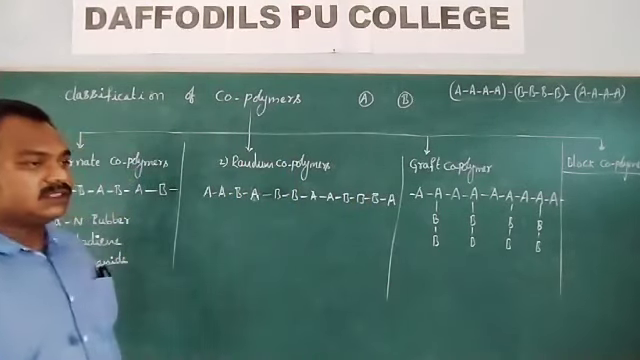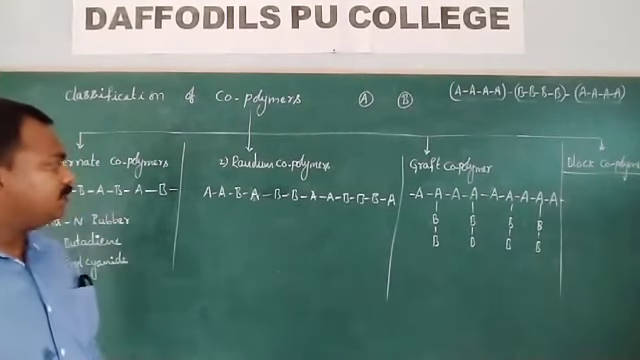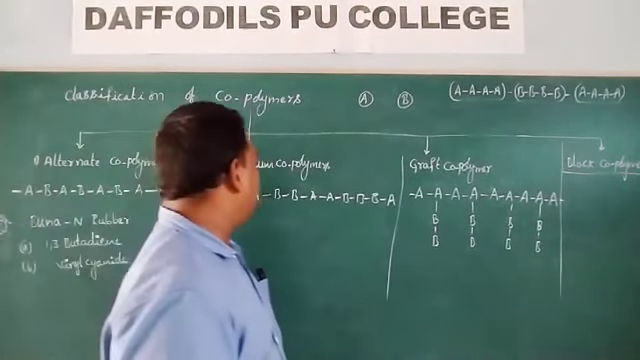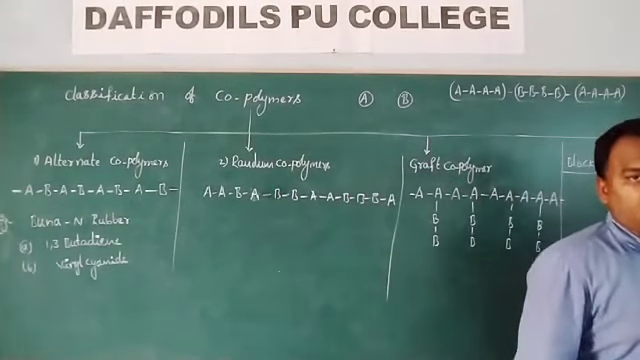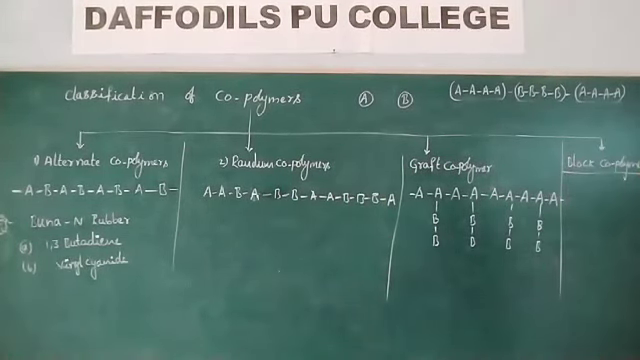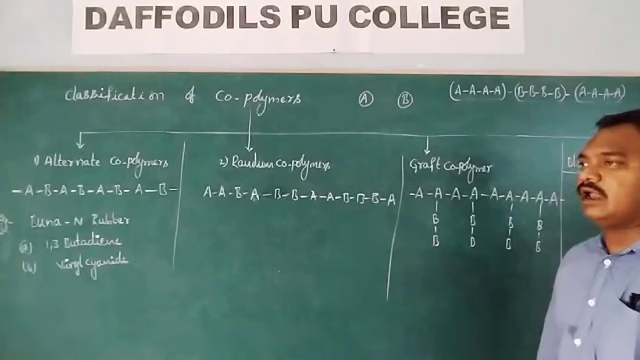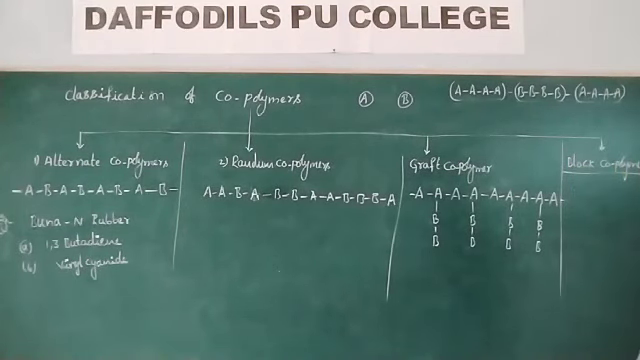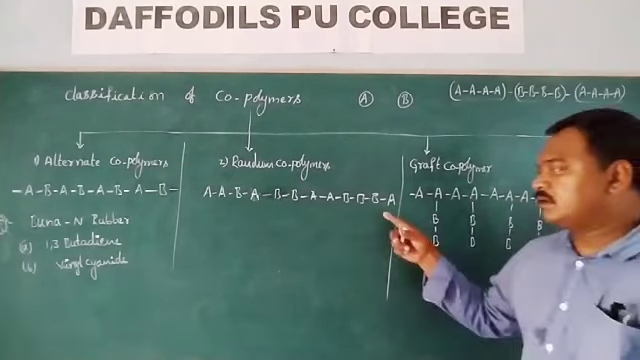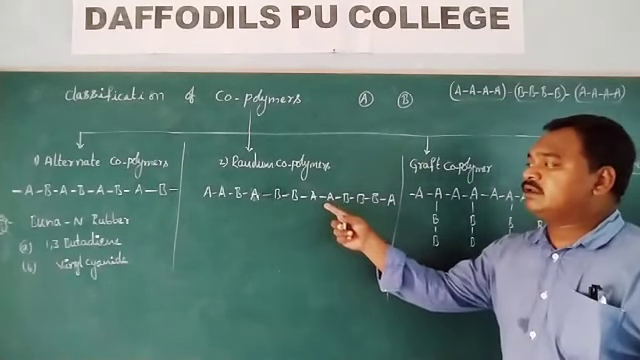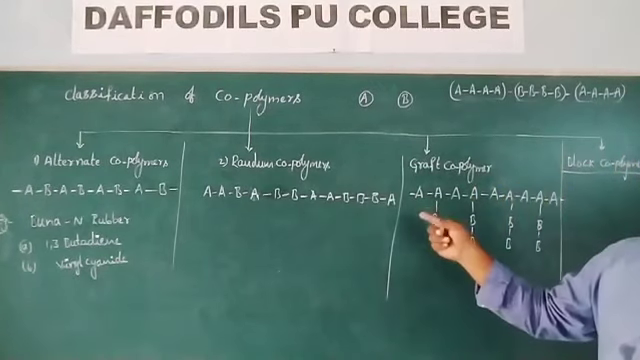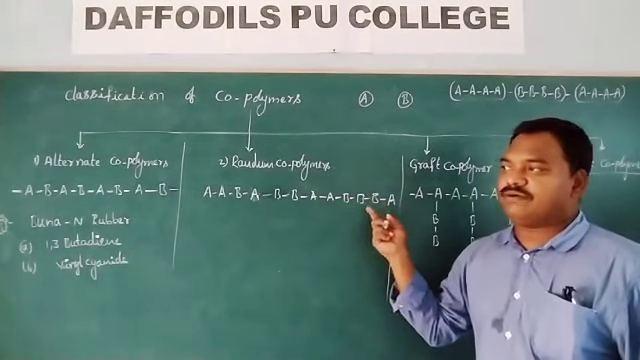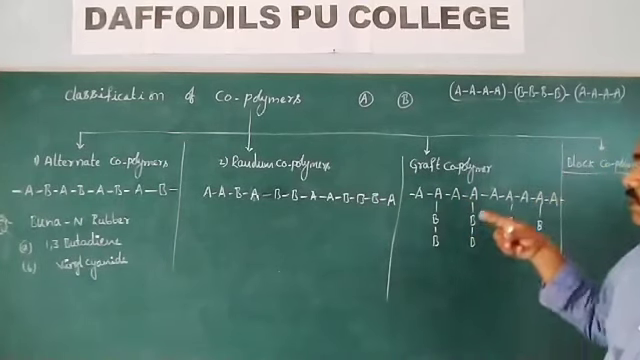So how many types of copolymers are there? Four types. First is alternate copolymer, second is random copolymer, third is graft copolymer, fourth is block copolymer. In alternate copolymers, monomeric units are arranged alternately. Random copolymers are those in which monomeric units are arranged in a random fashion. You can't observe any kind of sequence in the arrangement of monomeric units.